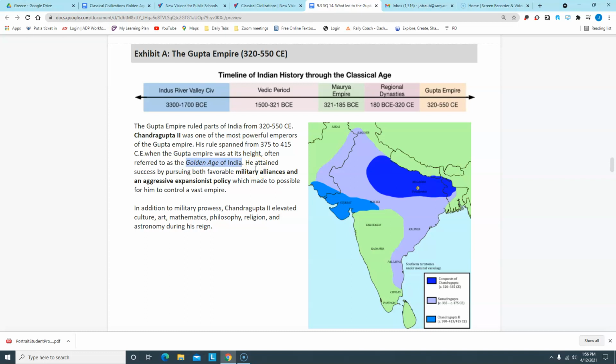He attained success by pursuing both favorable military alliances and an aggressive expansionist policy, which made it possible for him to control a vast empire. In addition to military prowess, prowess means strength, intelligence, Chandragupta II elevated culture, art, mathematics, philosophy, religion, and astronomy during his reign. Elevated means that he focused on it, he brought it to more prominence, he made it a thing. People focused on it, so elevated.